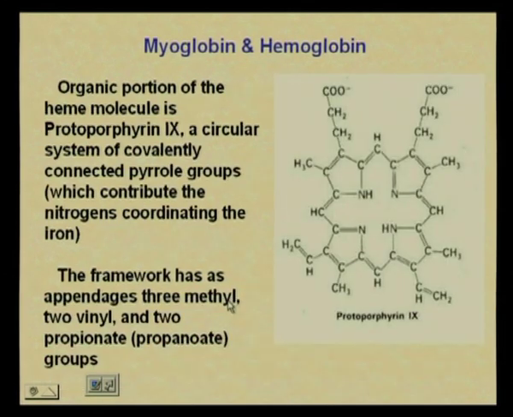Now, what is this protoporphyrin 9? This is basically its structure, where we have a circular system. In this circular system, if you recognize these rings, these are pyrrole rings. The pyrrole rings are connected, and you can see the network formed by their connection, which contributes the nitrogens that coordinate the iron in the heme.